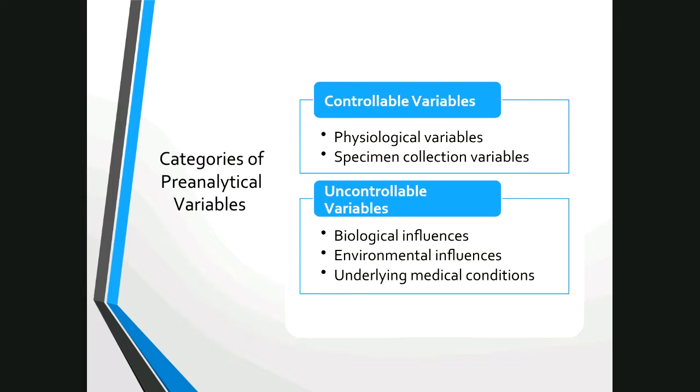Uncontrollable variables are biological influences, environmental influences, and underlying medical conditions. So this would be the age and sex of our patient, the patient's geographical location, stress, fever. Those are things that are uncontrollable. The other things that are part of the controllable would be the posture of our patient, the travel, lifestyle, exercise, diet, and also if they have had prolonged bed rest.